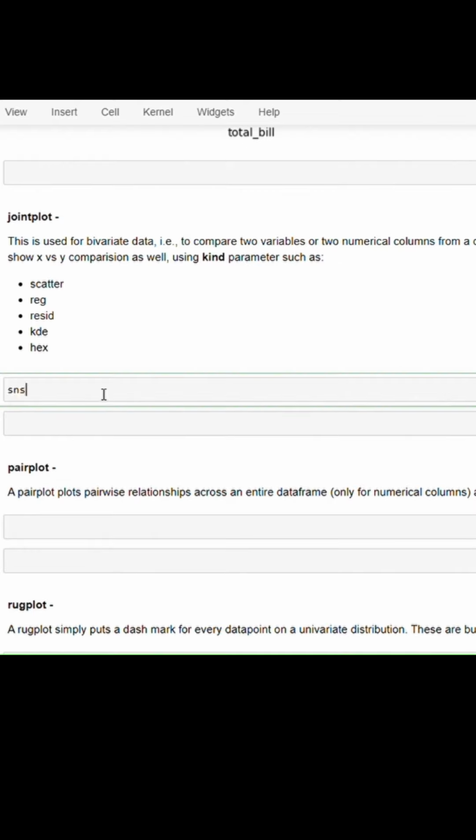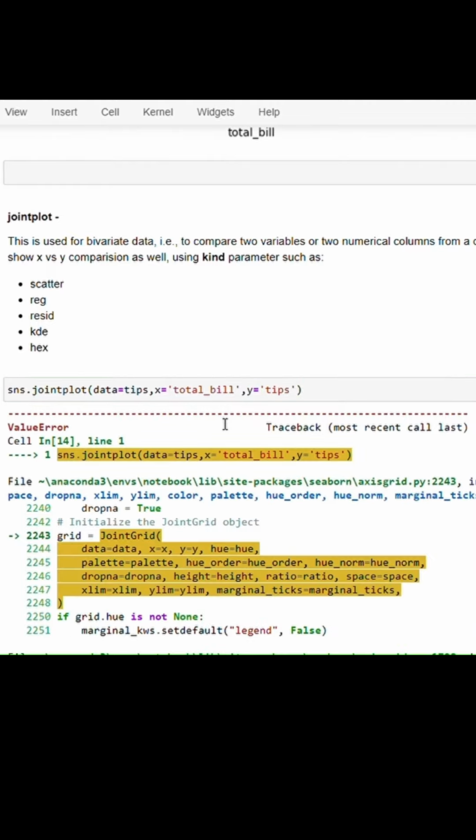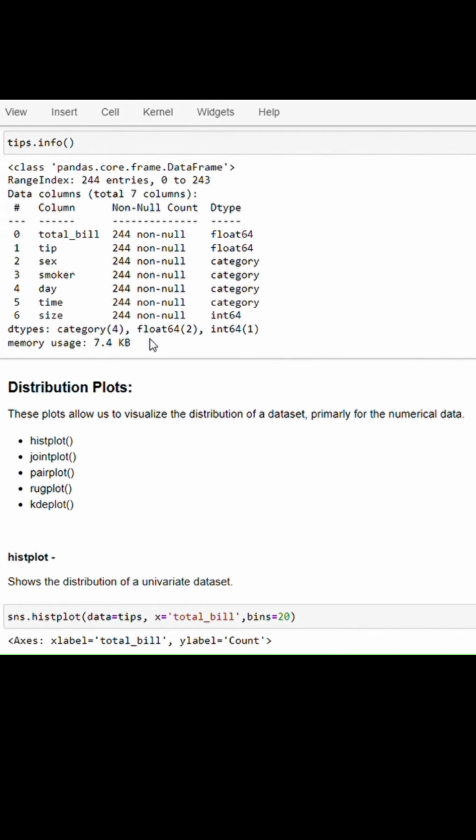So let's plot this quickly. We'll pass in our data, which is tips. Then we'll pass in the column which we want on the x-axis. So let's say on the x-axis we want total bill column, and then on the y-axis we want the tips column. So let's plot this. Okay, so this column name is tip, not tips.